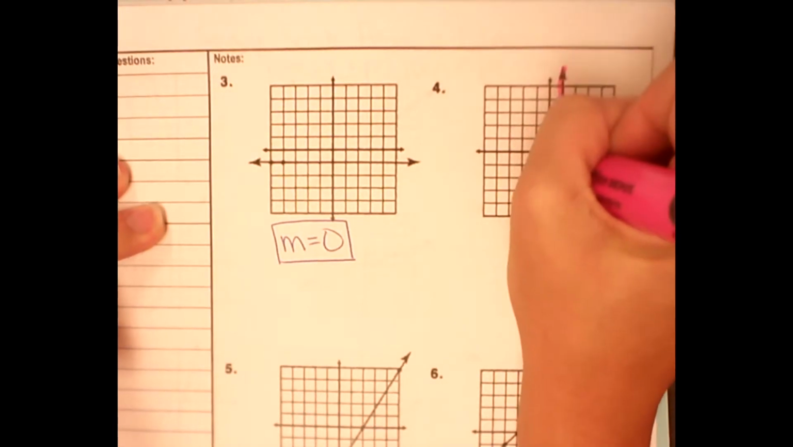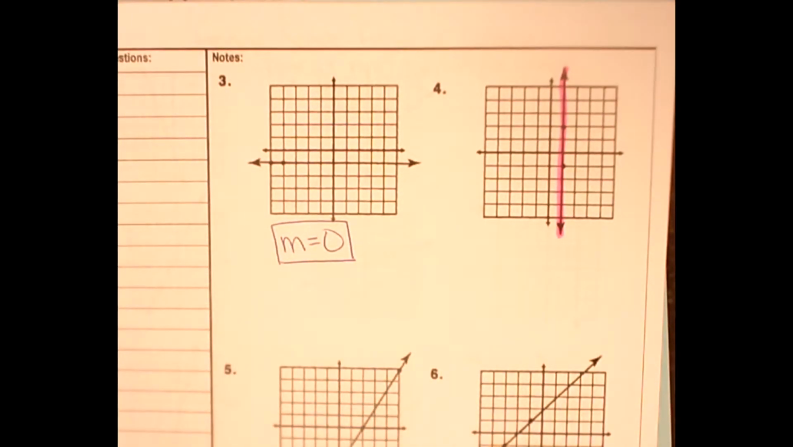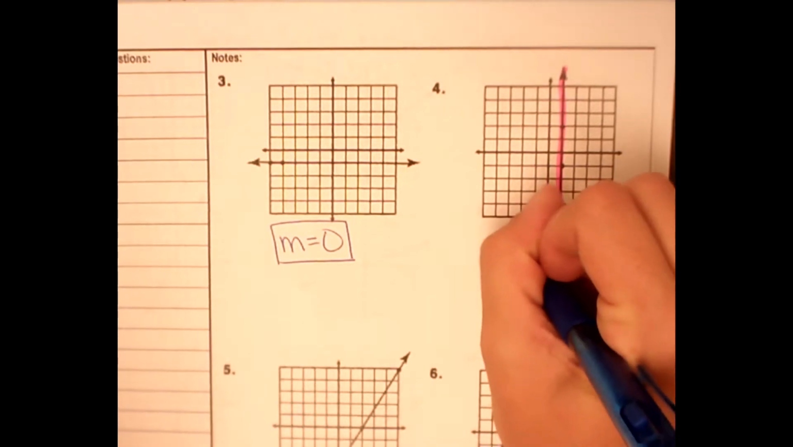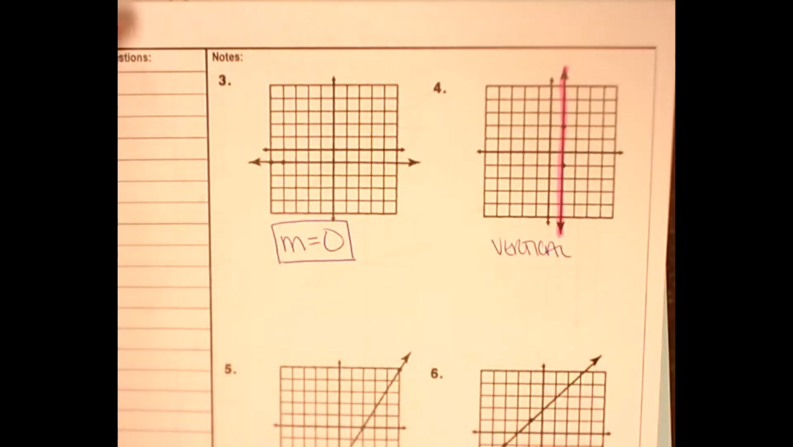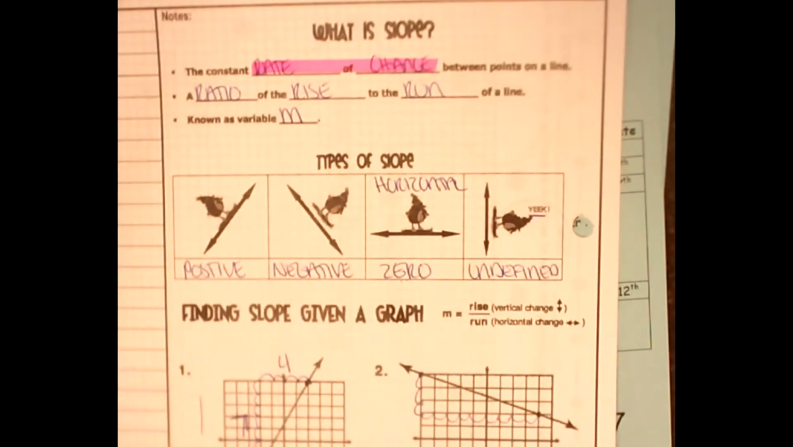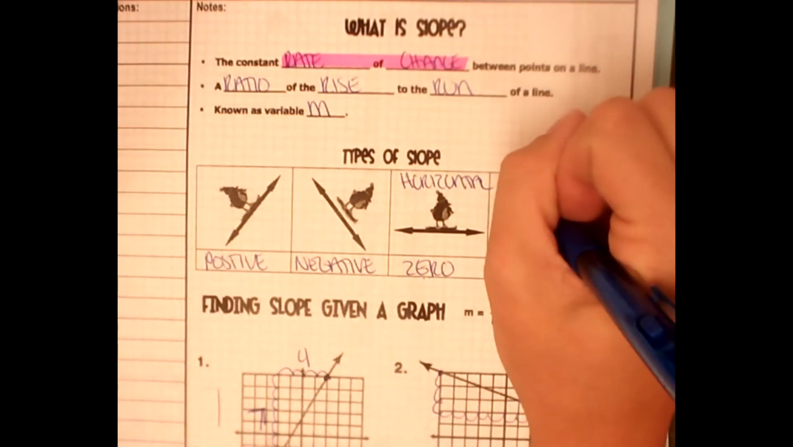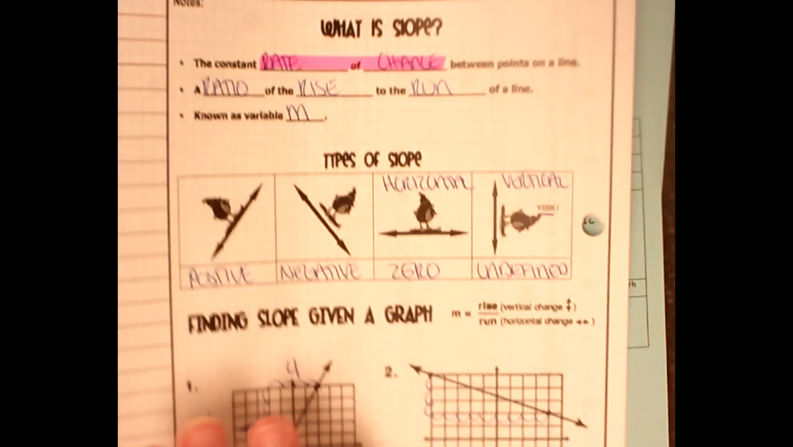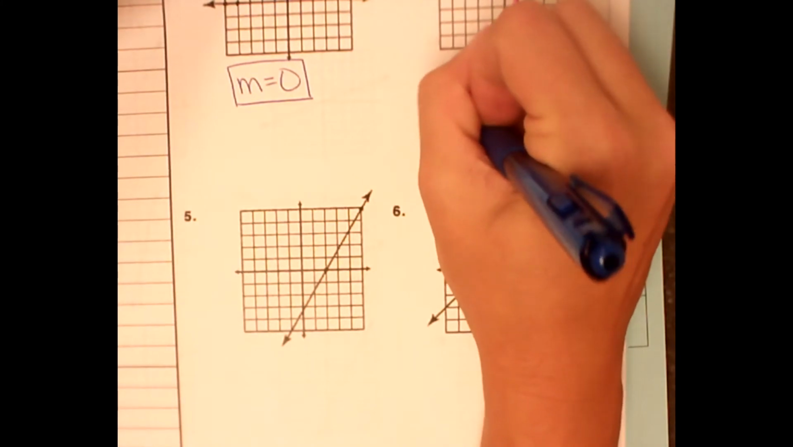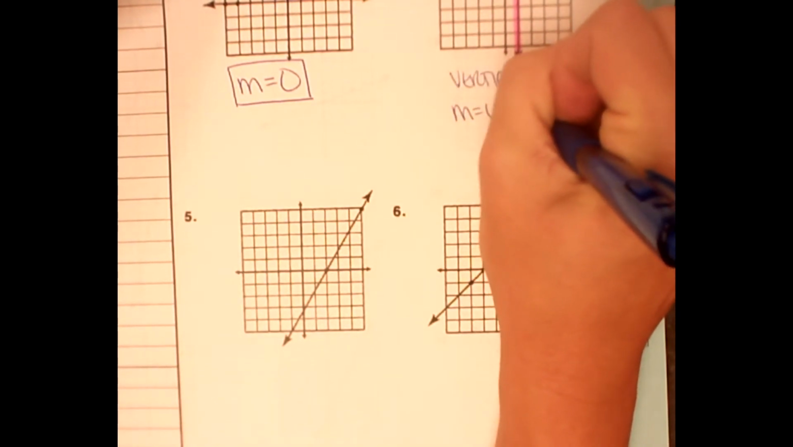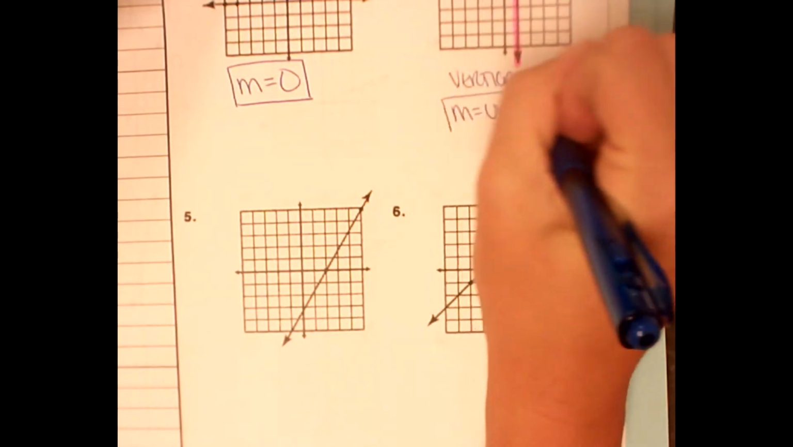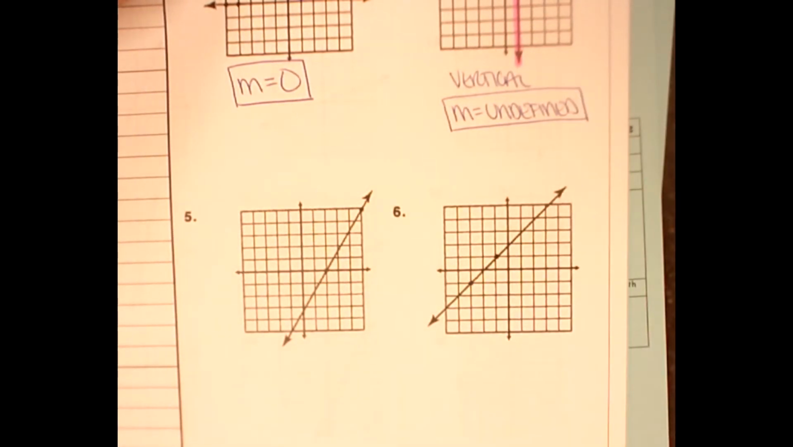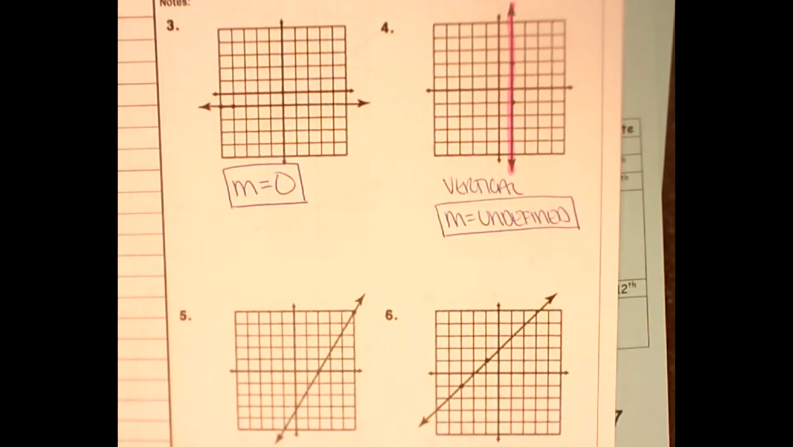If we look at number 4, here's my line right here. Now I have a vertical line. So this is my vertical line. It's a vertical line, so let's look back at our notes. When we have a vertical line, that would be this one, our slope is going to be undefined. So my slope, m, is equal to undefined. It's not going to have a number. Guess it would help if you could see it. So our slope is undefined. Let's look at 5 and 6.